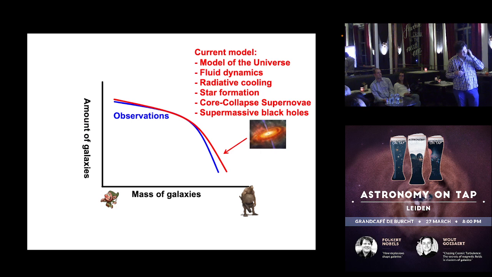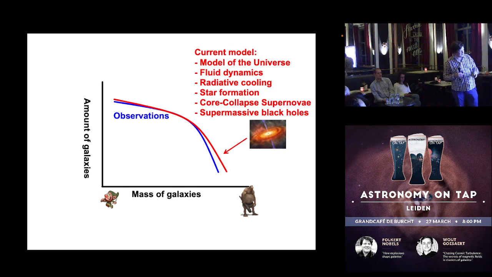So if you then include supermassive black holes and also the core collapse, you get a much better agreement at this part of the curve. So at the very massive end, the giant galaxies, you have a nearly perfect agreement, but still some slight mismatch.